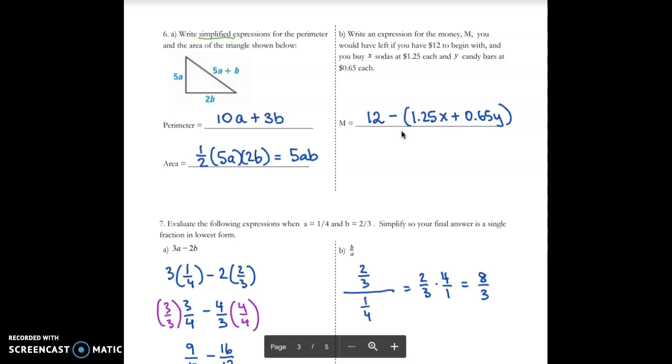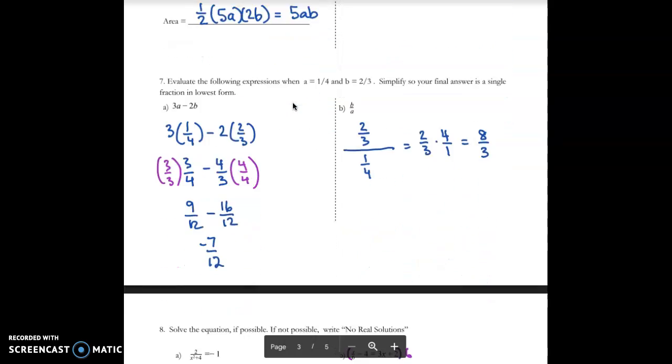For this problem, coming up with an expression for the money left over after buying soda and candy bars, you're subtracting the cost of the soda and the candy bars, the whole cost, from 12. So you could express it this way. If you distributed the negative sign and ended up with 12 minus 1.25x minus 0.65y, that was okay too.